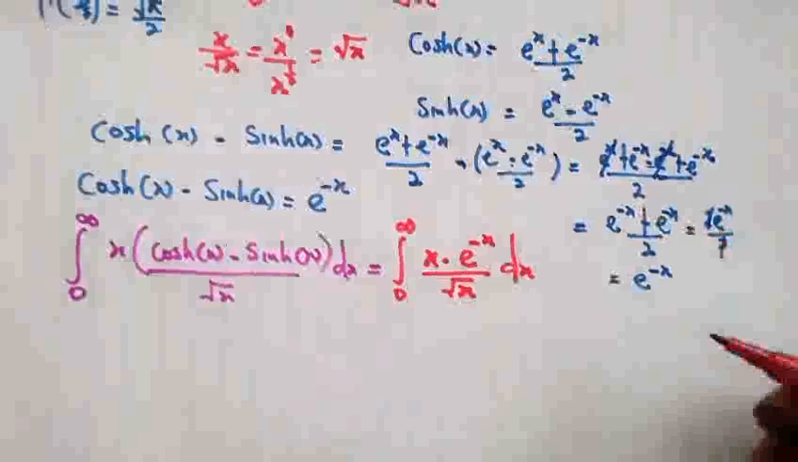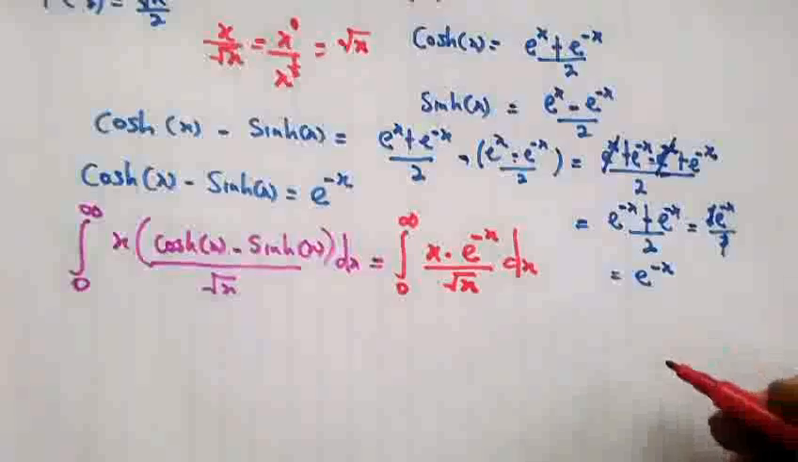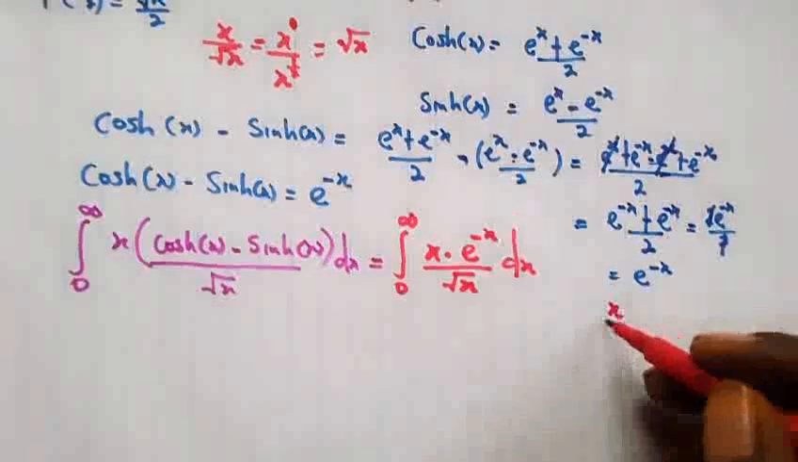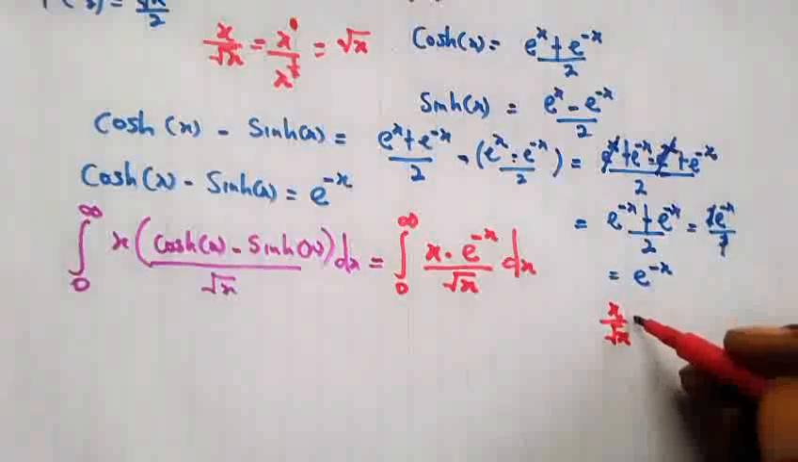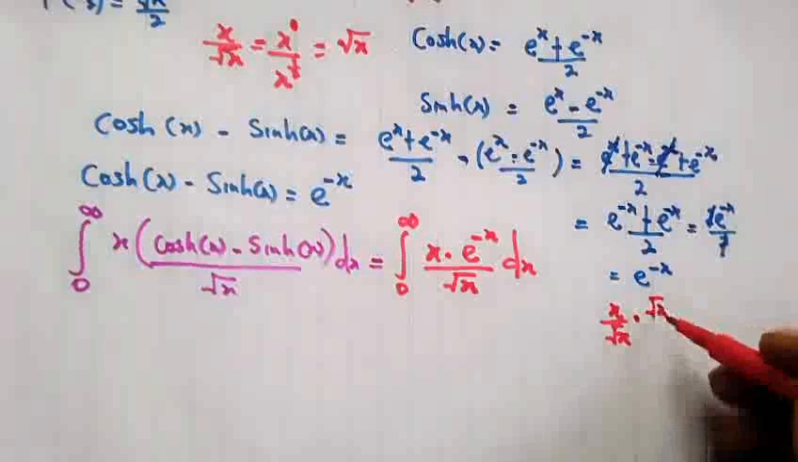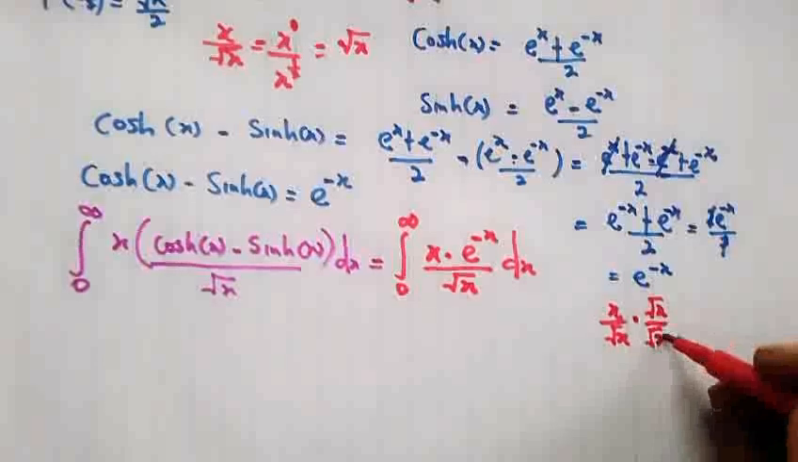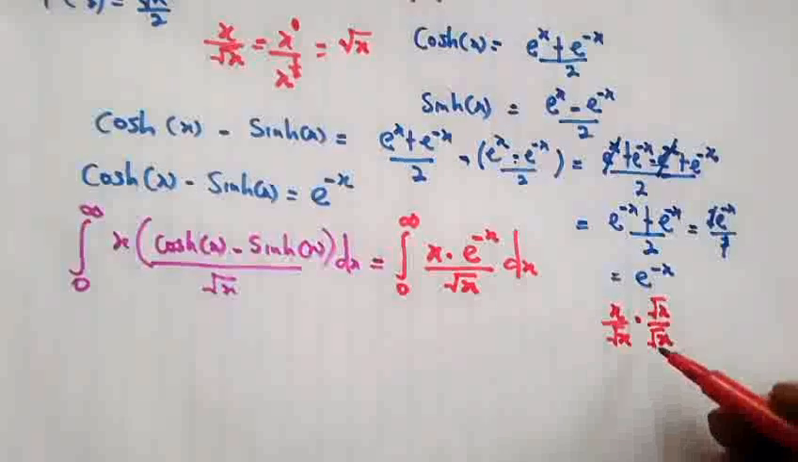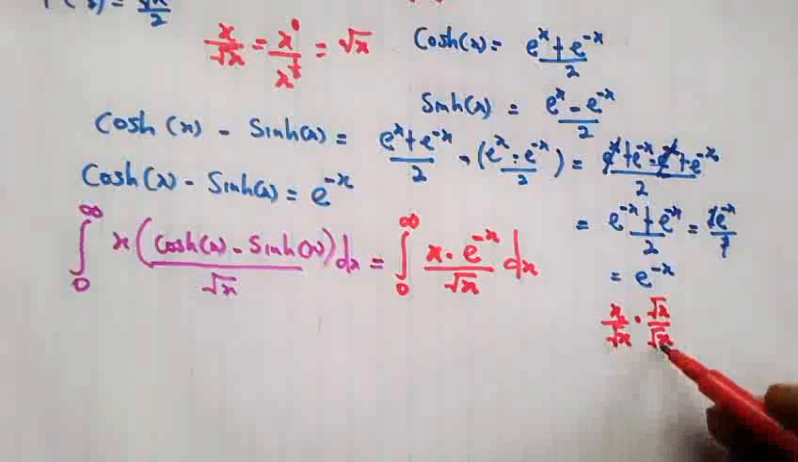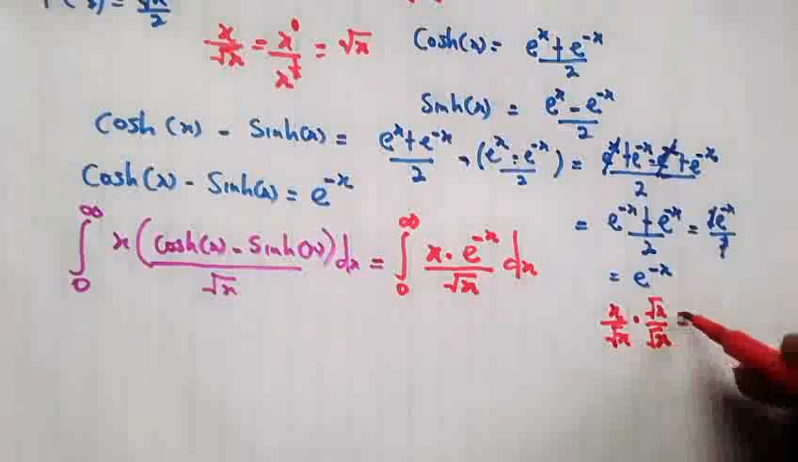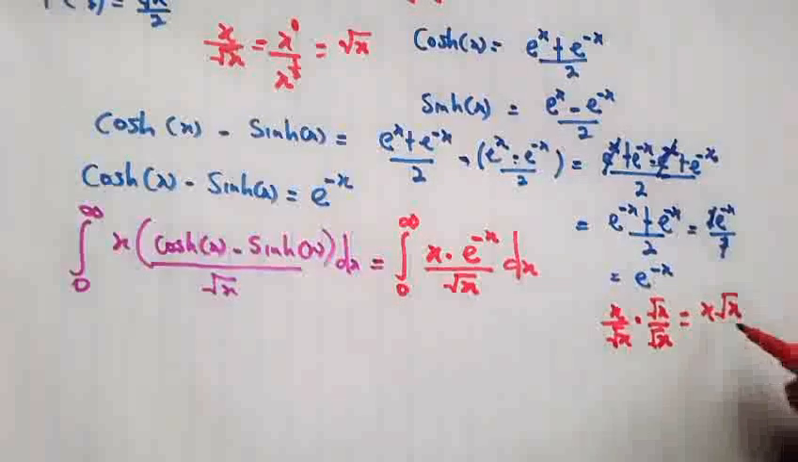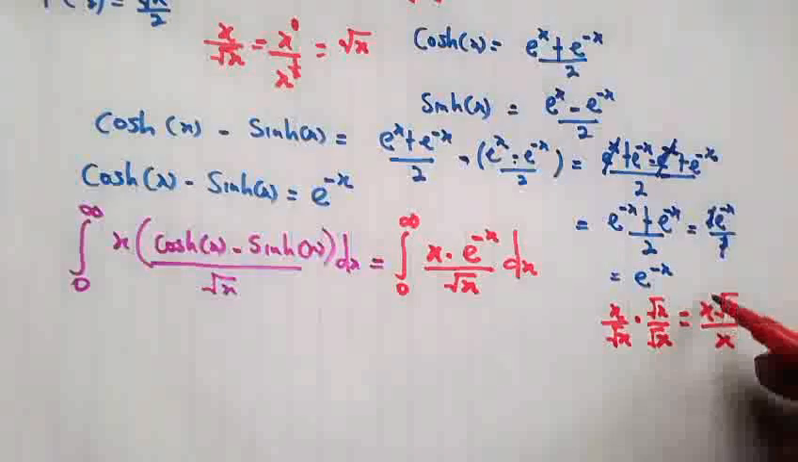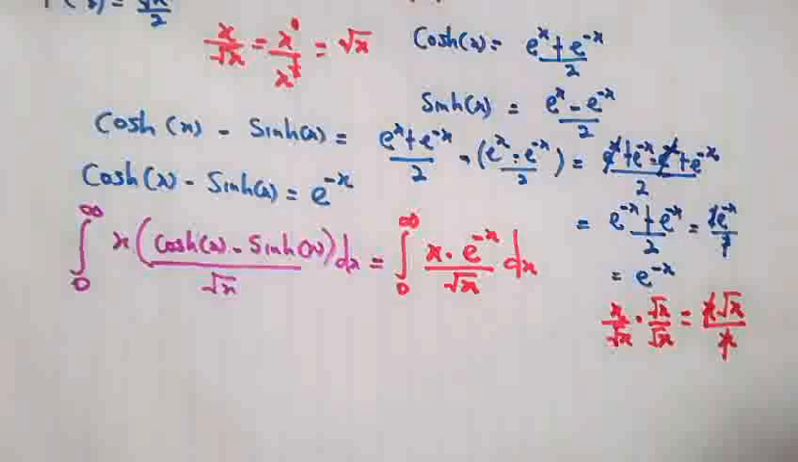Or another way you can simplify this: here we have x over square root of x. Multiply the numerator by square root of x and also multiply the denominator by square root of x. So this square root of x times this square root of x is x. So this is equal to x times square root of x, all over x. This cancels out, remaining square root of x.